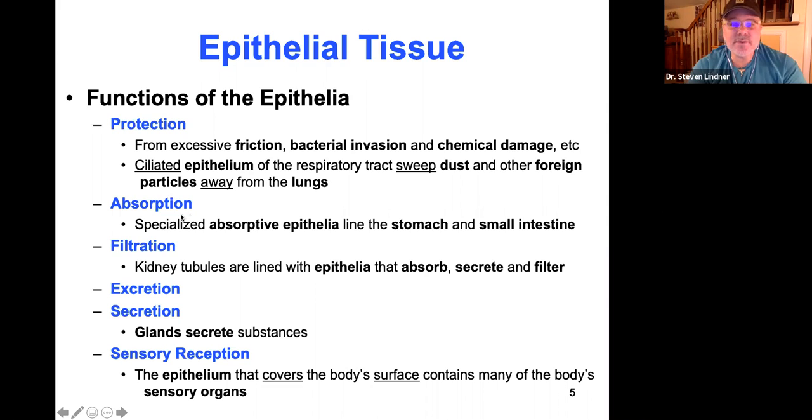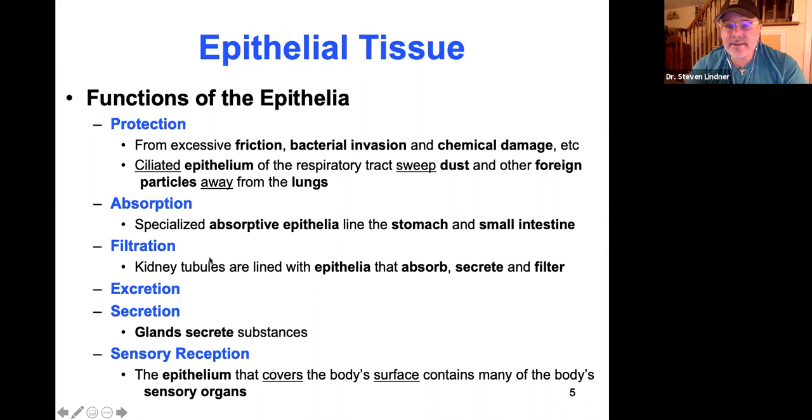Epithelium is also used for absorption. There's special type of absorptive epithelium that line the stomach and the small intestines. And again, we absorb nutrients. We're absorbing water. We're absorbing vitamins and minerals. So epithelium is really important in terms of the GI tract. Think of the tract as tubules. So we're going to find epithelium there.